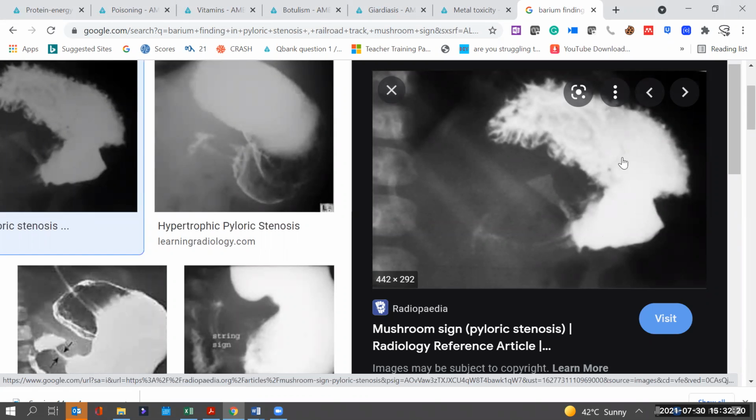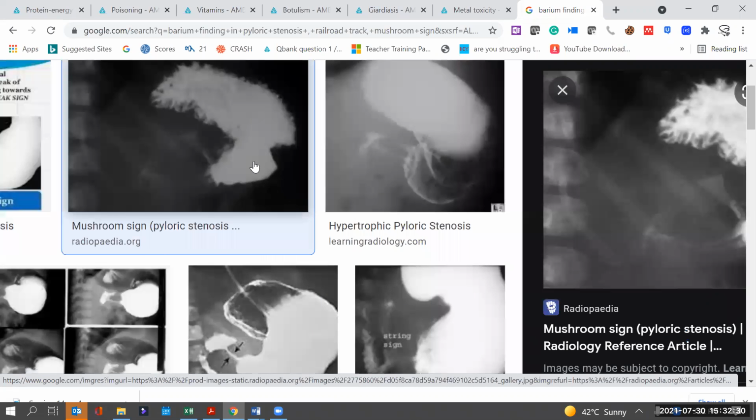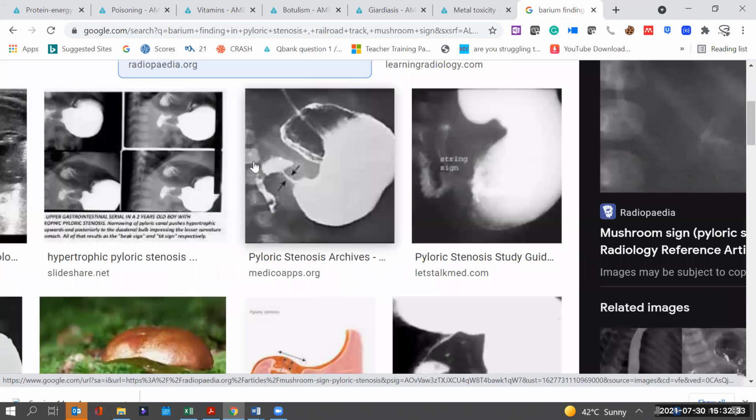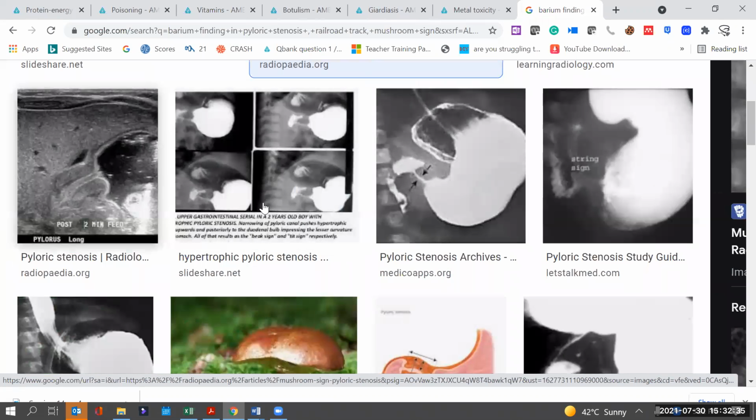This is the pylorus, and here, of course, the whole content of the stomach is going to be filled with barium. You can appreciate it easily, and this is the duodenum. So this is the mushroom sign. Here also you can appreciate the mushroom sign. Let me show you the other one, the rail track sign.